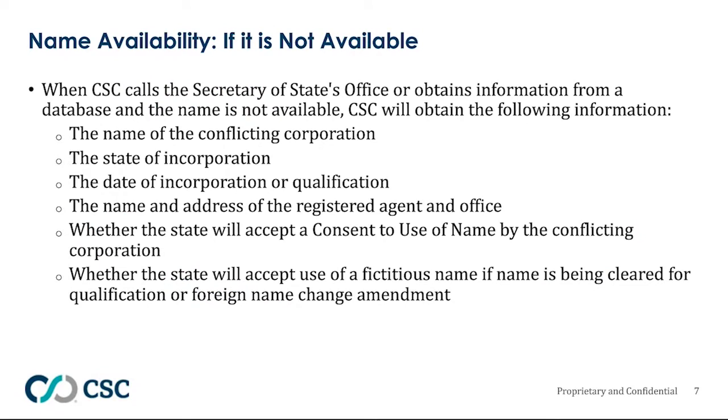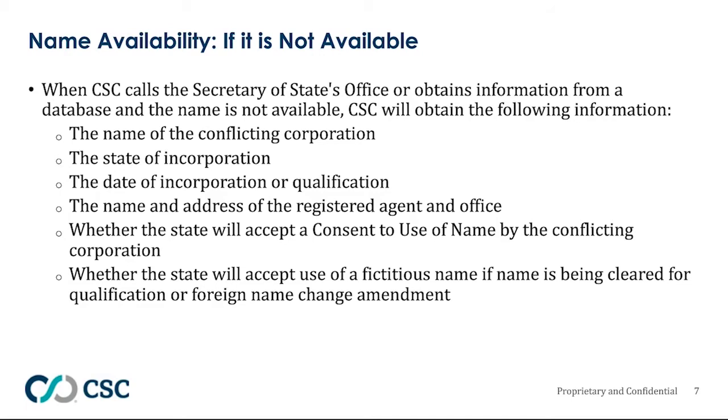Okay, now what do we do if we've checked the name and the state has told us it's not available? When we do this, CSC will always obtain as much information as possible on the conflicting entity: the name, obviously, the state of incorporation, the date of its incorporation or qualification, the name and address of the registered agent and registered office, and whether or not the state will accept the consent to use a name, or whether they will accept the use of a fictitious name if their true name is not available.